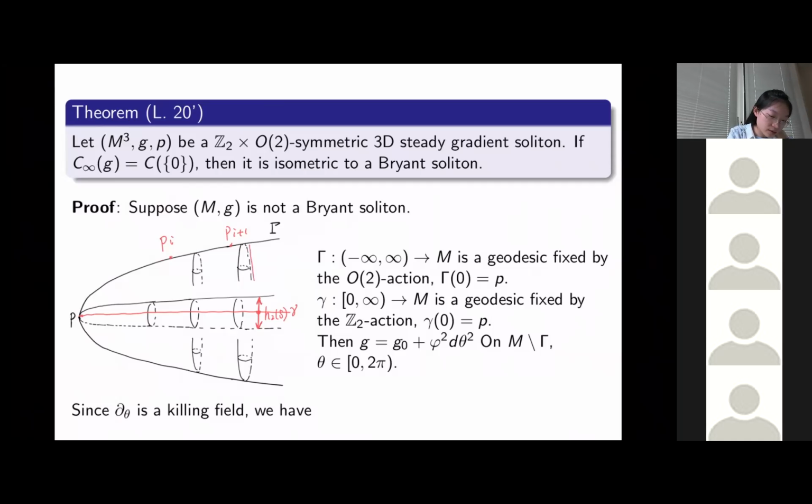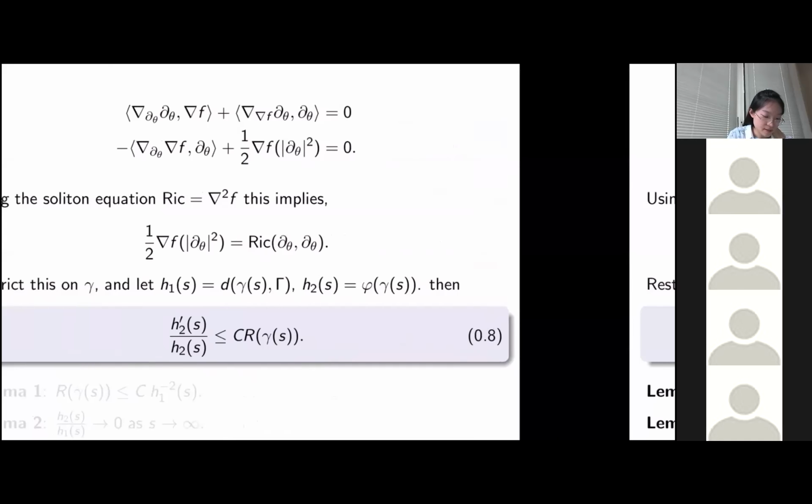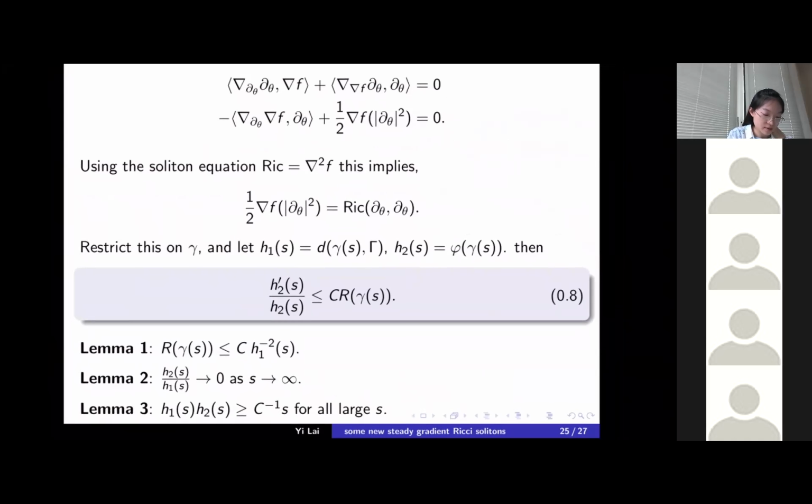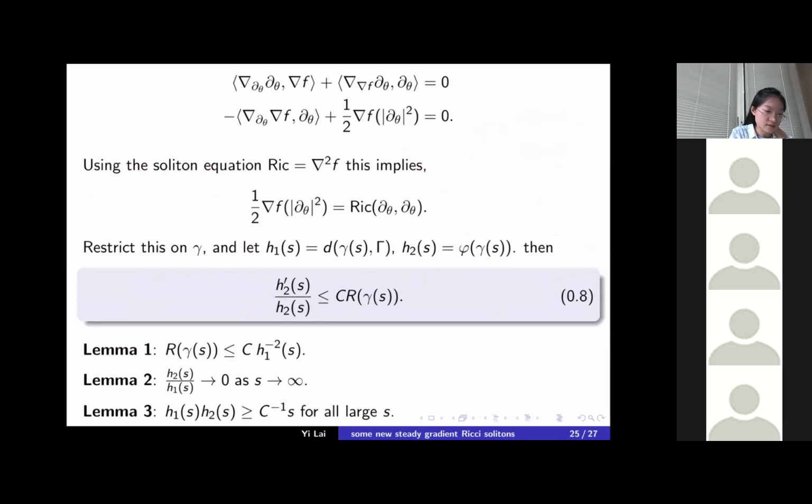Another quantity I want to look at is H1 of S, which is the distance to the edges of the wing. Now, using the soliton equation and some other stuff, we can establish some relations between H1, H2, and the scalar curvatures along this middle geodesic. So the upshot is that we have the following three things that are important.